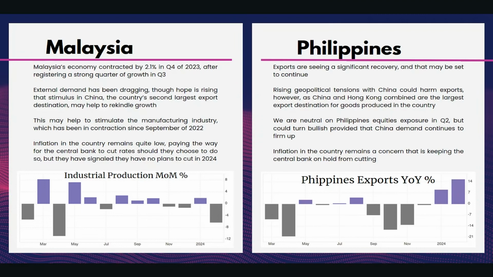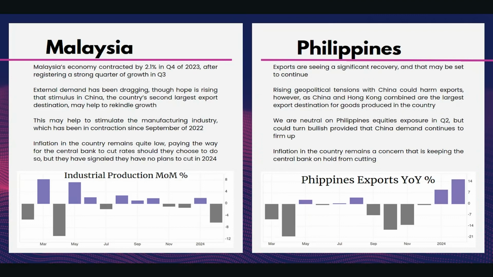We can also see that in industrial production month over month. We had a big contraction recently. So we are a bit cautious here overall. But if China does show signs of coming back, that could help to rekindle growth in Malaysia. Malaysia's manufacturing industry has actually been in contraction since September of 2022. The most recent reading of manufacturing PMIs has it close to even. But we're still in a kind of precarious state.